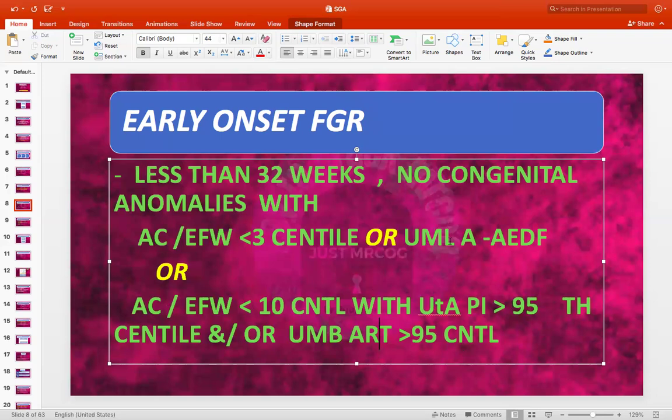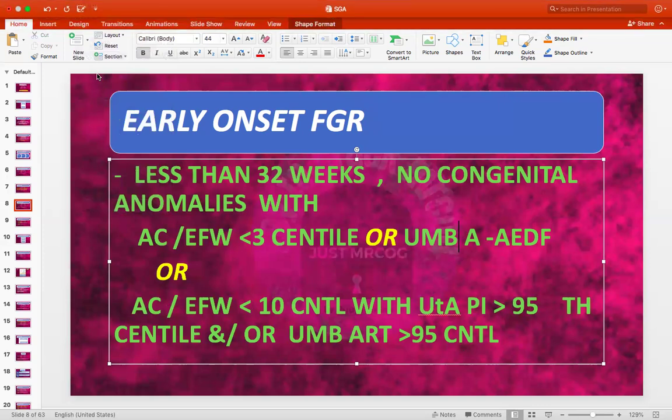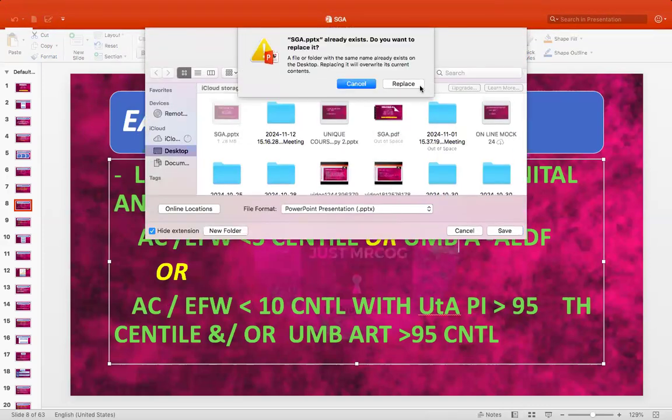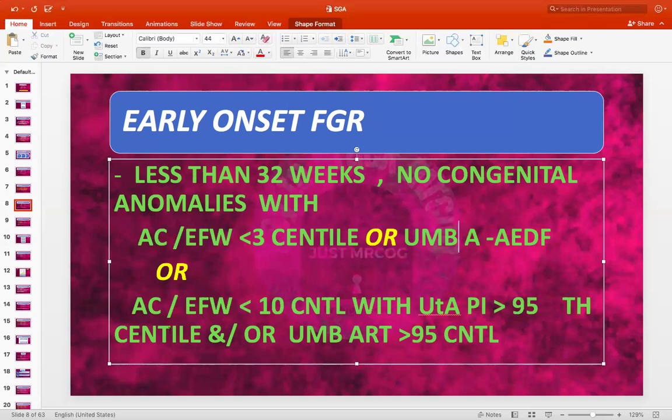Other than that, there is one more: the umbilical artery has absent diastolic flow. So how are you going to identify early onset, less than 32 weeks, no congenital anomaly? If less than 3rd centile, or if less than 10th centile with uterine artery or umbilical artery PI more than 95th, or if there is absent diastolic flow in the umbilical artery.